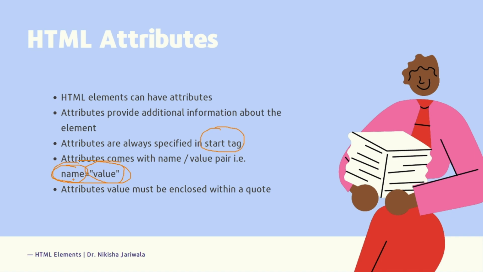So this is the most important thing to remember: attributes are always written within the start tag, and attributes are made up of name value pairs. Another important thing is that values are always specified within double quotation marks. Again, you need to write the value within double quotation marks. So friends, this is about the HTML attribute that we can specify within our HTML element.